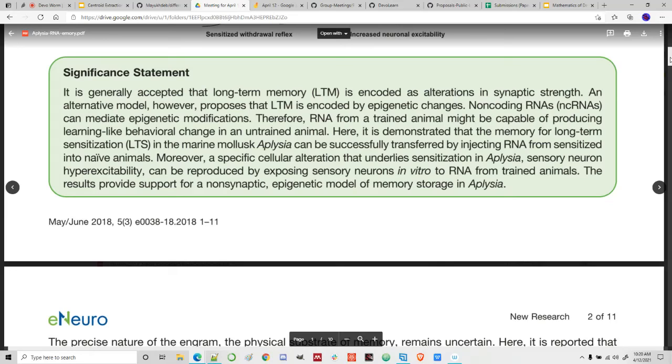Moreover, a specific cellular alteration that underlies sensitization in Aplysia, sensory neuron hyperexcitability, can be reproduced by exposing sensory neurons in vitro, so that was the dish they showed in the figure, to RNA from trained animals. The results provide support for a non-synaptic epigenetic model of memory storage in Aplysia.